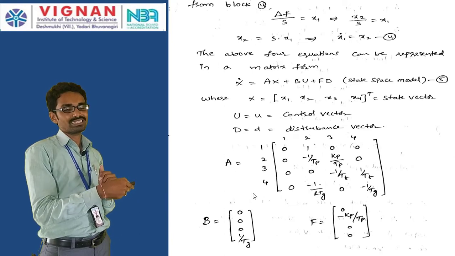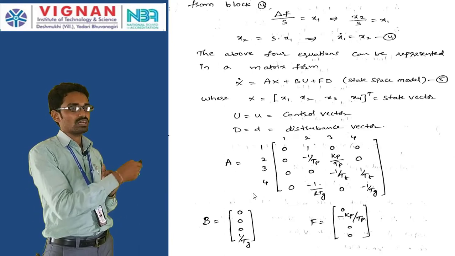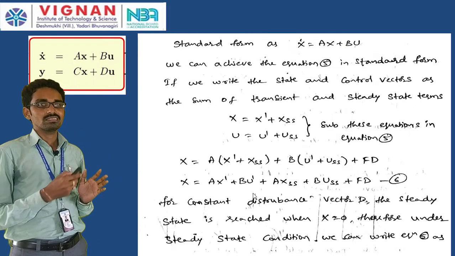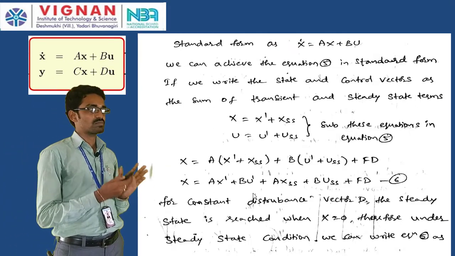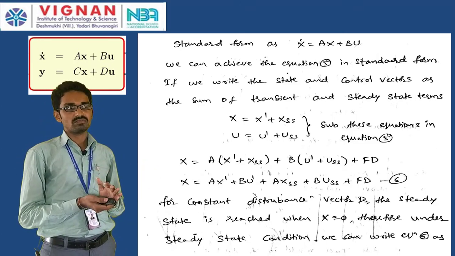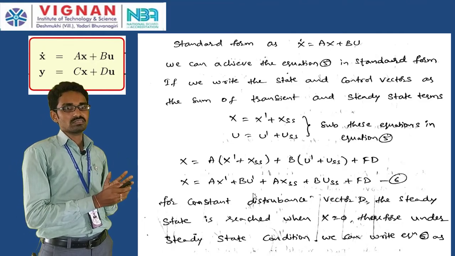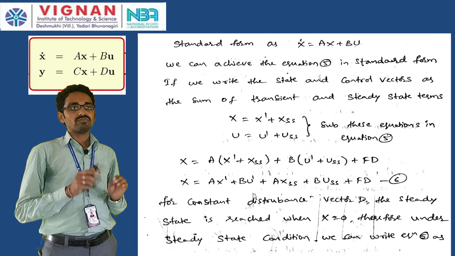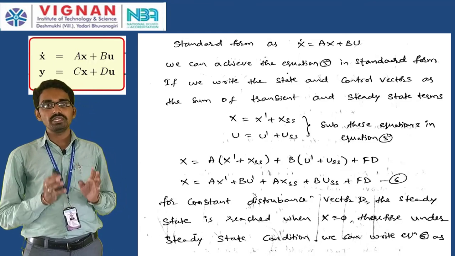So that is minus Kp by Tp in the place of the second value; the remaining values are going to be 0. So that is the steady state values, or state space values, we are considering. We are converting the steady state values into state space values. So those are the equations, but those values are not in the standard form of x dot is equal to Ax plus Bu.